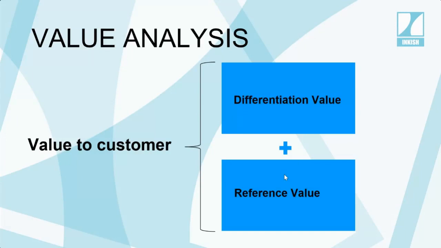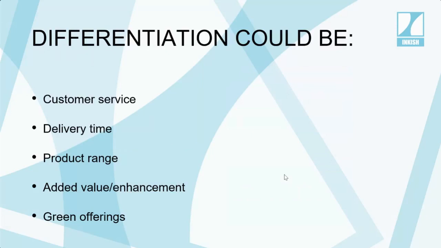Our first task is, of course, to try to establish what reference product we are talking about, and from there build on top with a differentiation value. So the value to the customers will be the reference value plus the differentiation value that we can provide. And differentiation could be customer service. It could be delivery time.